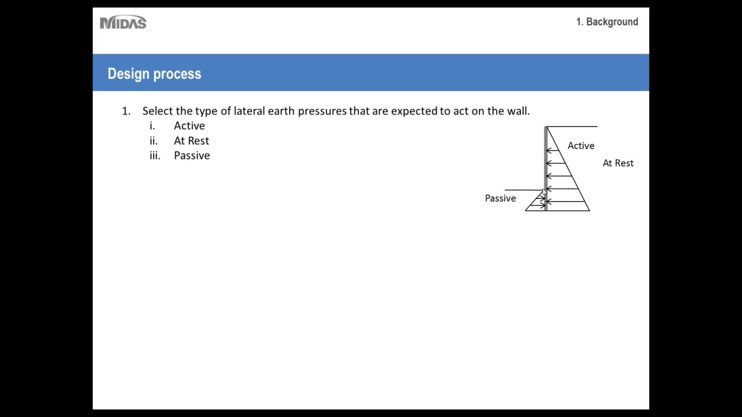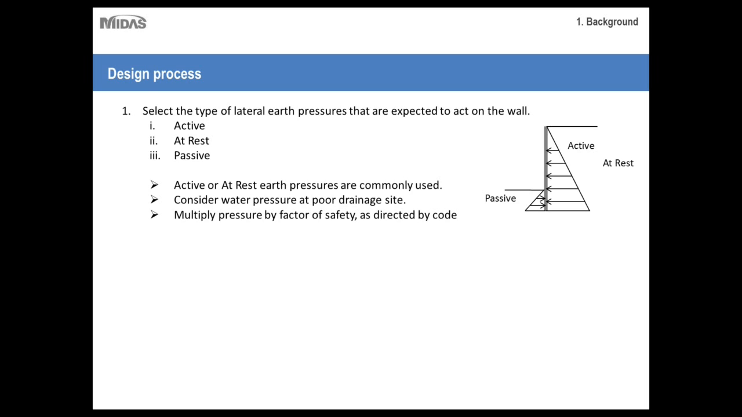But some points are to be considered while assessing these pressures. The first point is that most commonly used earth pressures are active and at rest. Then you must consider water pressure at poor drainage sites. So if we don't have a good drainage system at the site, you can assume a huge pore water pressure due to the soil water inside or retained by the soil that can cause additional or increased earth pressure onto the supporting system. And depending upon the codes that you are using, or depending upon the country you are in, you might be required to multiply this factor of safety to the pressure itself before assessing the design needs.